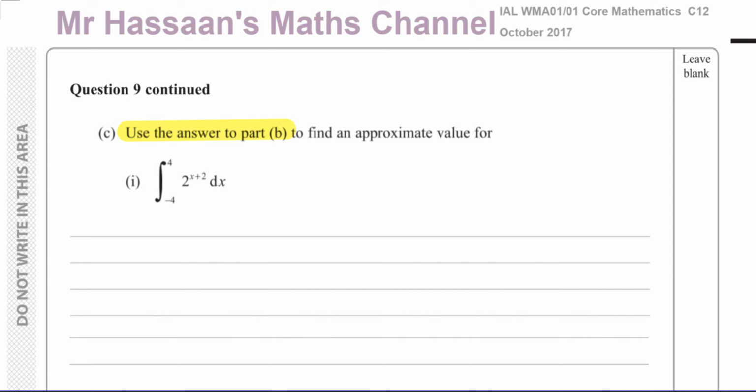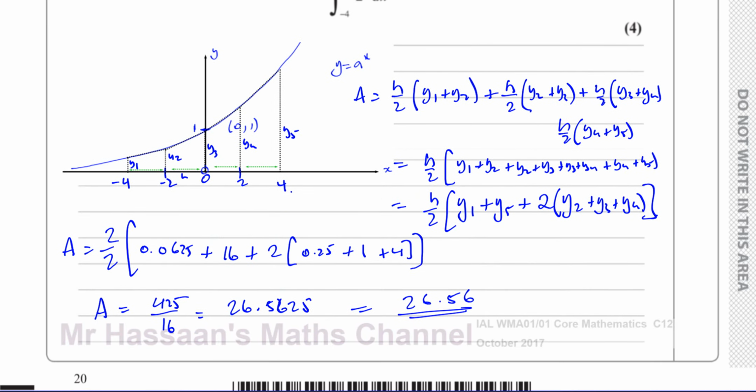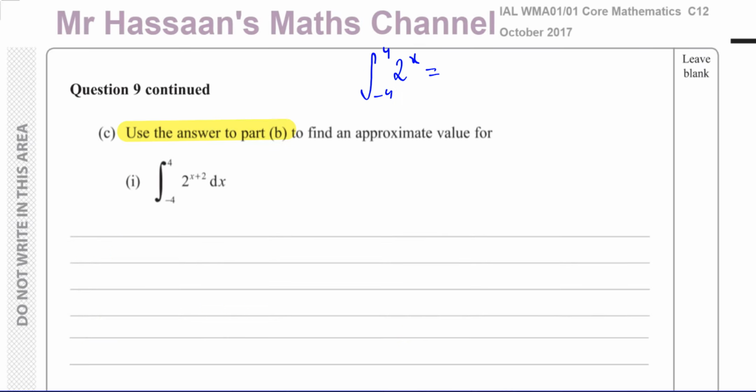So in this particular thing, what we have so far, we have between -4 and 4 of 2 to the power of x is equal to, and its exact value was 425 over 16. So I'll use that for now, and you can use that or the rounded value, but it's better to, I think, use the more exact value. So that's an approximate value for the integral of 2 to the power of x between -4 and 4 using the trapezium rule. All right. So this is the answer to part B. Okay. So we want to use this answer to find the value of this.